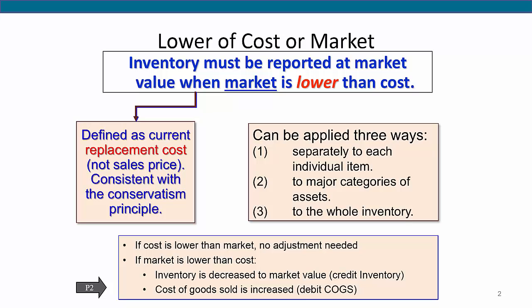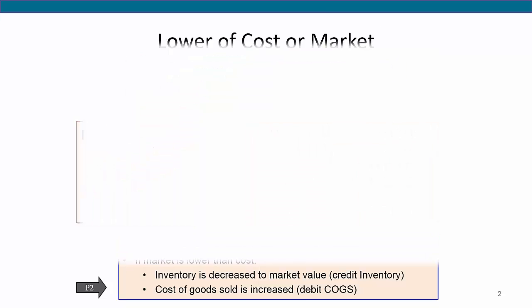When the recorded cost of the inventory is higher than the replacement cost, a loss is recognized. When the recorded cost is lower, no adjustment is made. And LCM is applied in one of three ways. First, to individual items separately. Second, to major categories of items. And third, to the whole of the inventory.